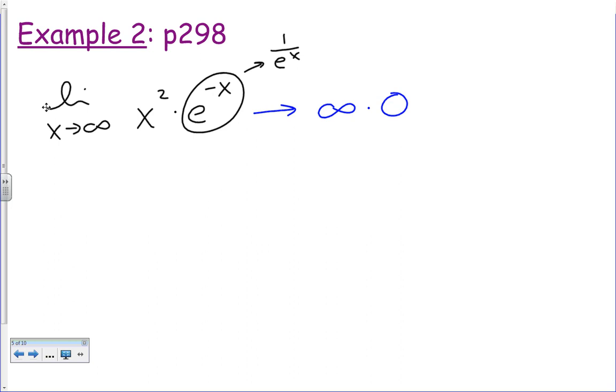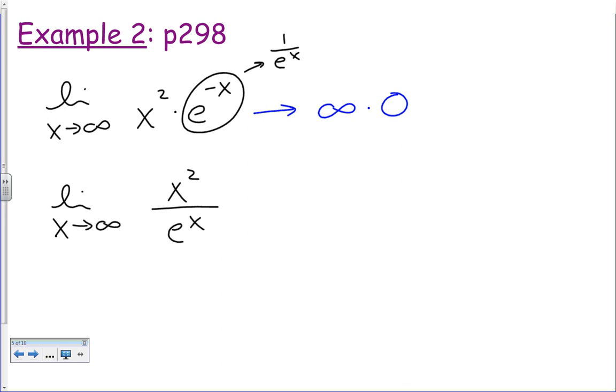Now, it's not in the quotient form, so before I can use L'Hopital's, I have to rewrite it. And this one, with the fact that you have e to the negative x, my hint there of how to rewrite e to the negative x is probably a hint as to how I can rewrite this as a quotient. But anytime you have a product, you can always rewrite it as a quotient because multiplication by some value is the same as division by its reciprocal. So in other words, I can rewrite this as x squared over e to the x.